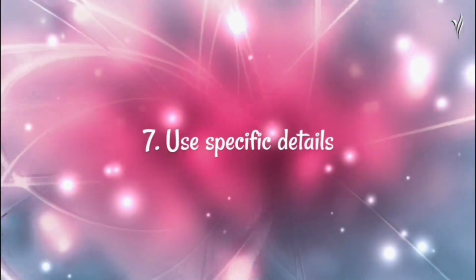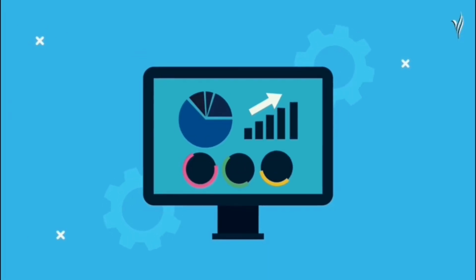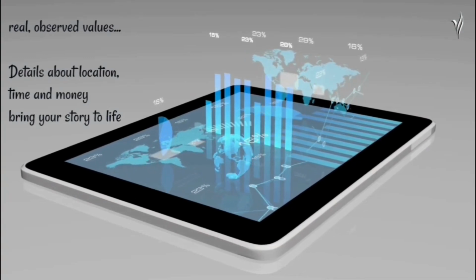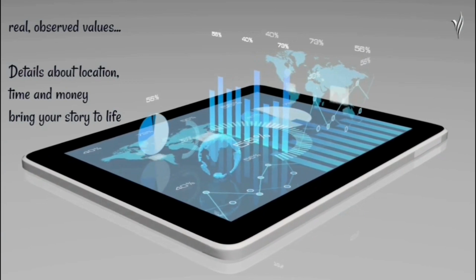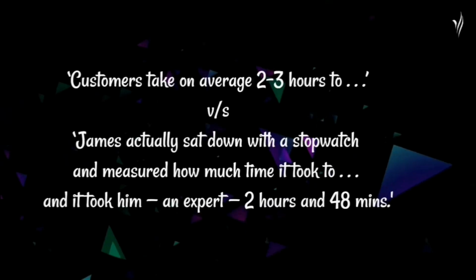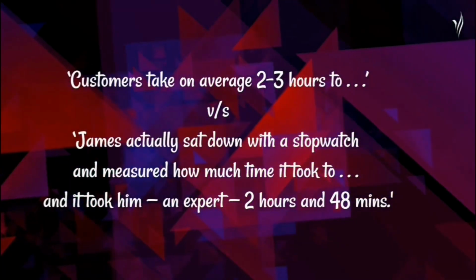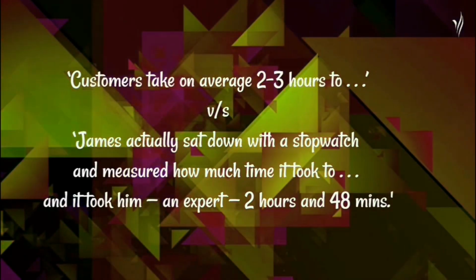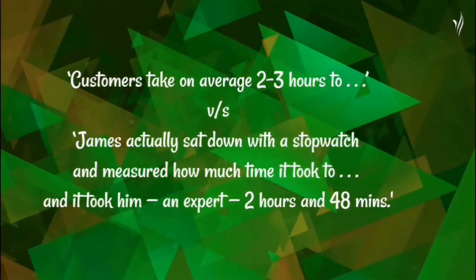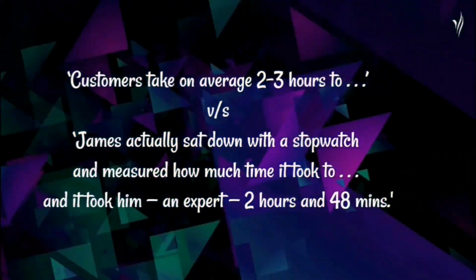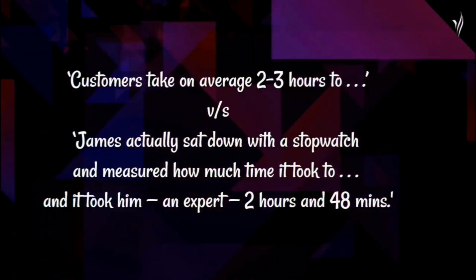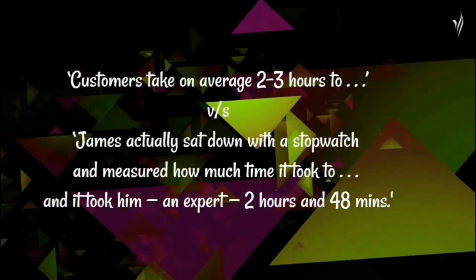Use specific details. Statistics are attributes of a sample, but in your story, you want to present real, observed values. Details about location, time, and money bring your story to life. For example, customers take on average 2 to 3 hours to, versus James actually sat down with a stopwatch and measured how much time it took to. It took him, an expert, 2 hours and 48 minutes.